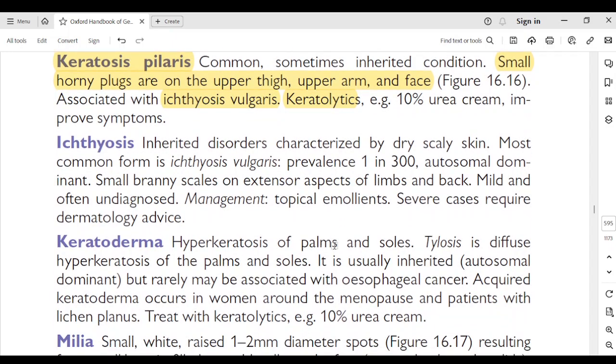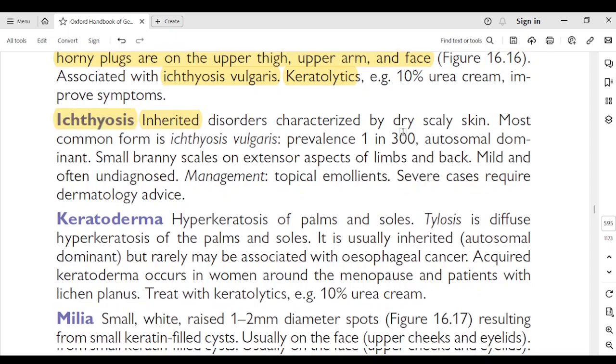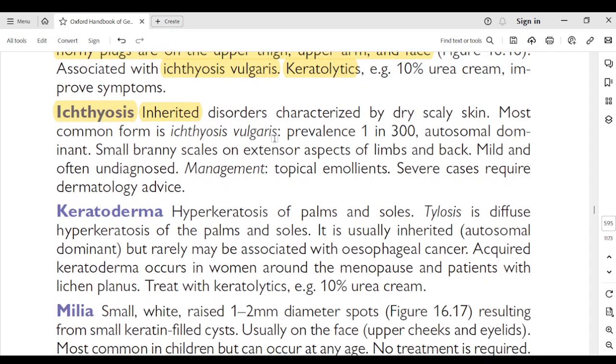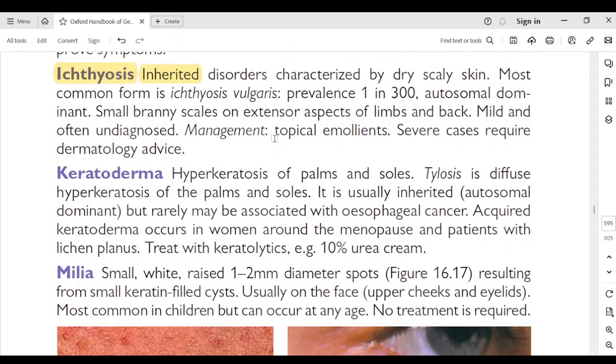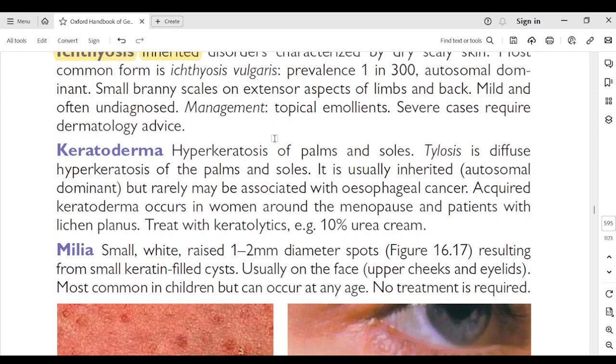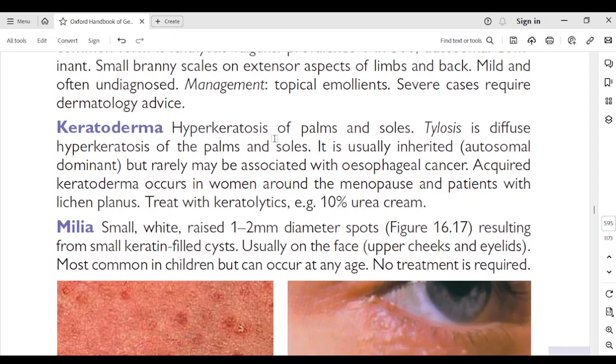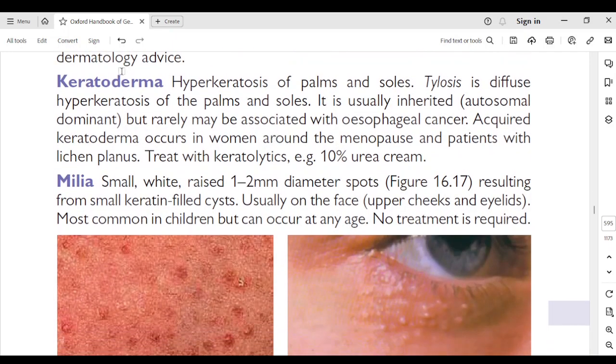Ichthyosis: inherited disorders characterized by dry scaly skin. Most common form is ichthyosis vulgaris, prevalence 1 in 300. Autosomal dominant. Small branny scales on the extensor aspects of the limbs and back. Mild and often undiagnosed. Management: topical emollients. Severe cases require dermatology advice.